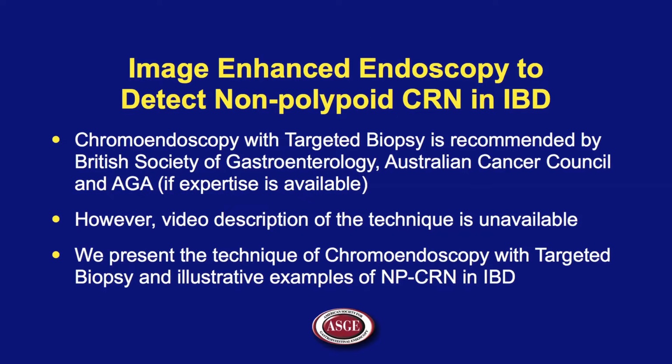In patients with IBD, endoscopists commonly perform random 4-quadrant biopsies every 10 centimeters in the colon for surveillance of dysplasia. However, chromoendoscopy with targeted biopsy of abnormal mucosa is recommended by the British Society of Gastroenterology, the Australian Cancer Council, and the American Gastroenterological Association. The AGA in particular recommends chromoendoscopy to be used if endoscopists have expertise in the method.